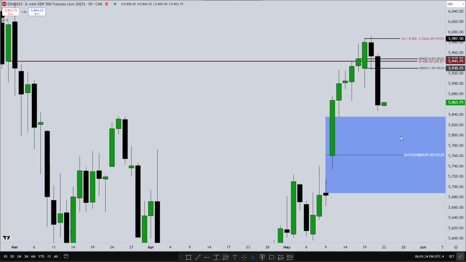That would be very nice to see for me, and I would be very content with that. I wouldn't complain, I wouldn't try to do any more. I would just be happy, log it, and move on to next week. But I do like that. I do think there is potential to go down here into that candle's low.